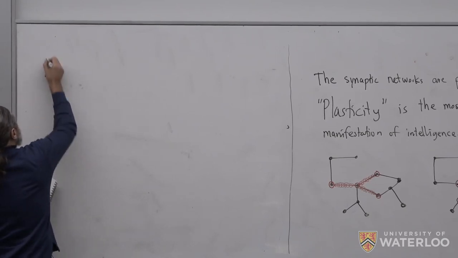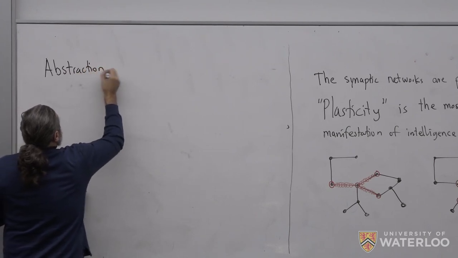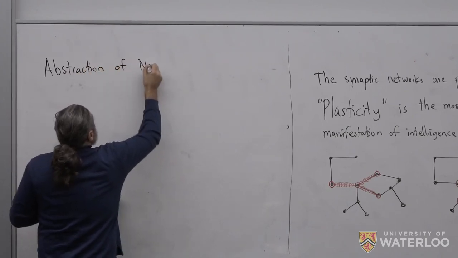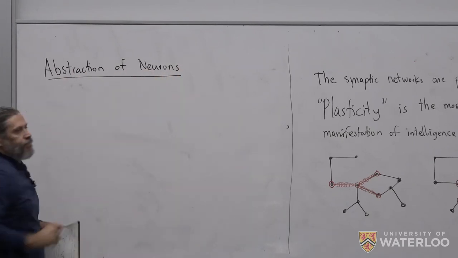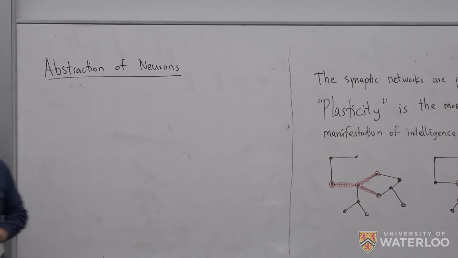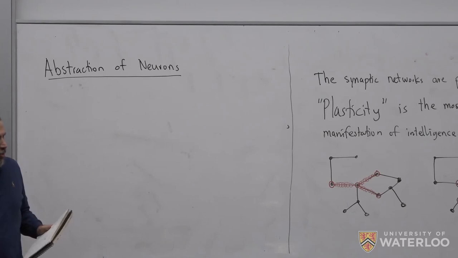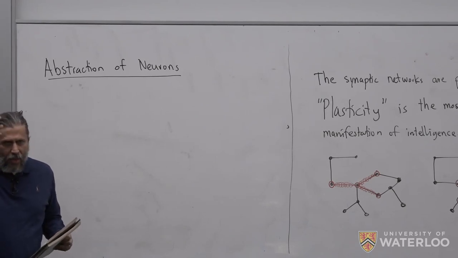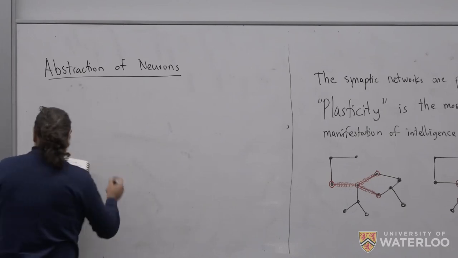Well, you need an abstraction of neurons. If neurons are the building block of our central nervous system, and we assume adjusting the synapses constitute intelligence, how can I bring that into the computer? How can I come up with an abstraction, a computer model of the neuron?